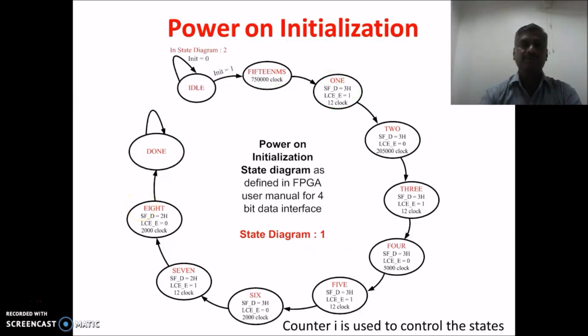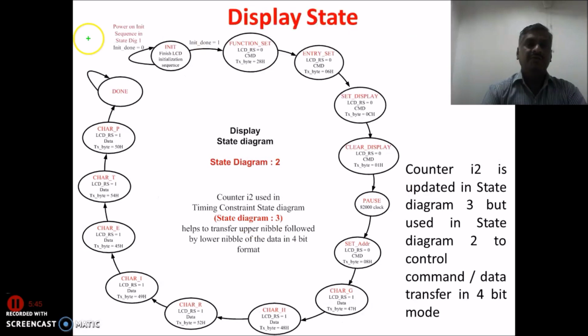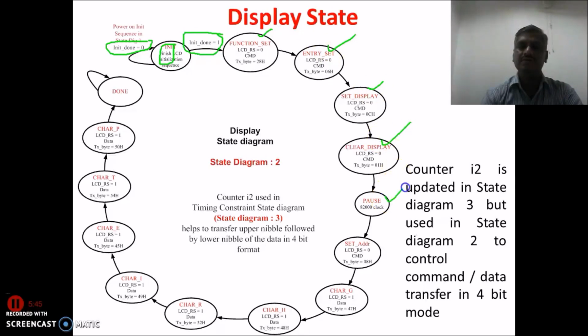Now here I will go for state diagram number 2, that is display. Whenever this init is activated, the power initialization process will start, and whenever initialization done is 0, it will remain, and it will complete the power initialization process, and whenever the power initialization process has been completed, it will come to the next state, which is the function set. This is function set, then we have the entry set, then we have the set display, then we have the clear display, then we have the pause, then we have the set address, and then we are displaying the characters.